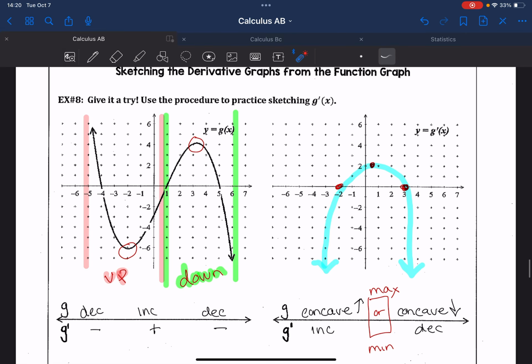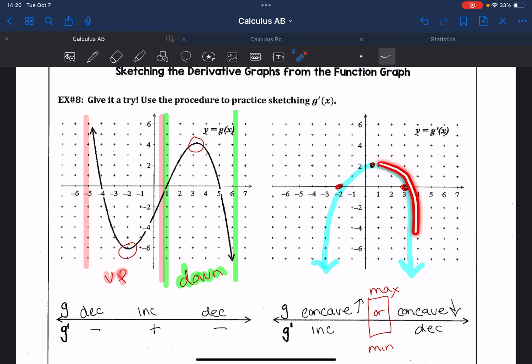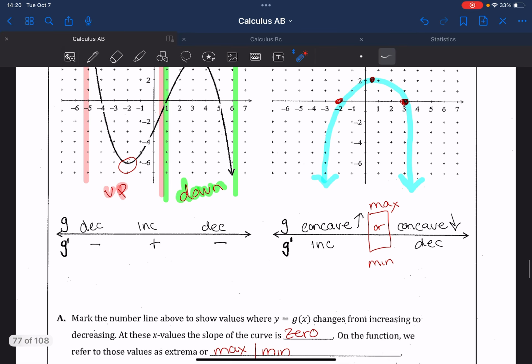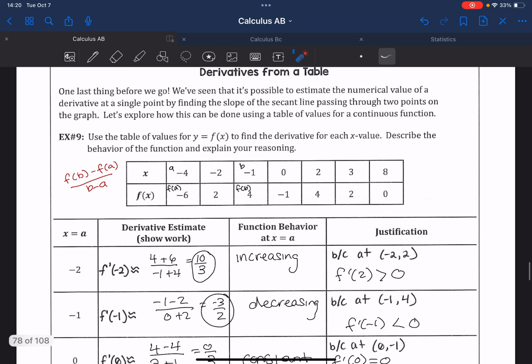Here it's just more practice of doing the same thing. Here we notice that this is concave up, so we should have an increasing slope. This one is concave down, so we should have a decreasing slope. Same thing we just talked about.